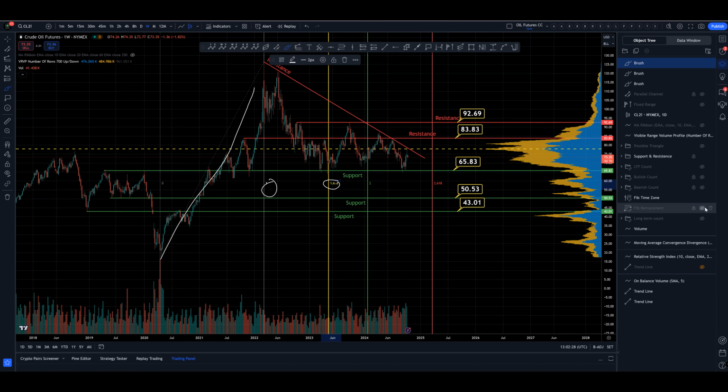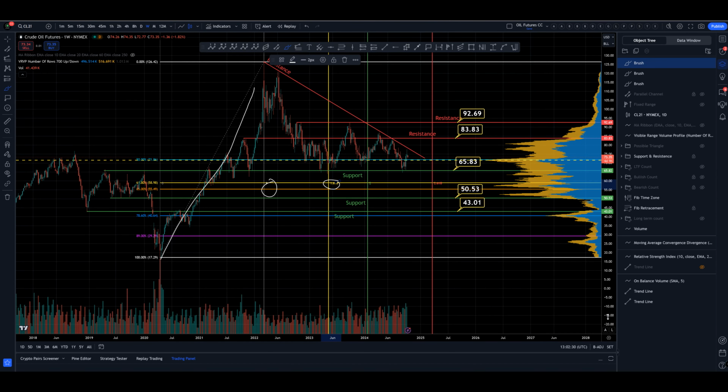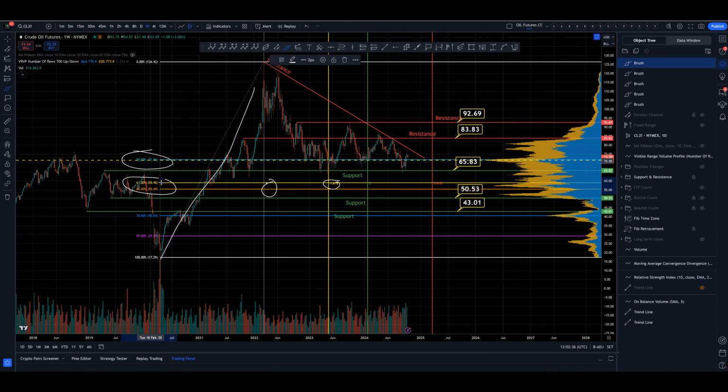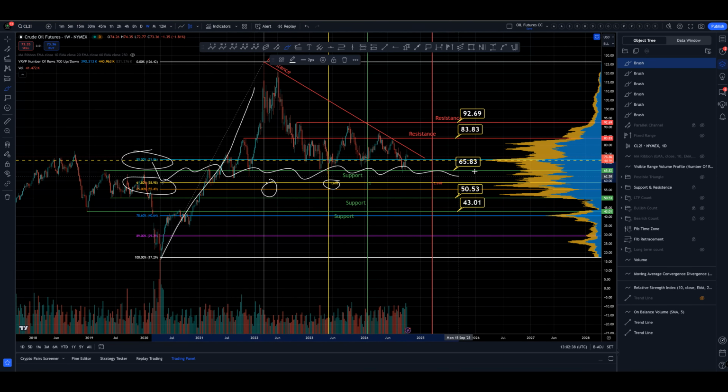In terms of Fibonacci pullback, these are all linear measurements by the way, we've come between the 50 and the 61.8 and 65, the golden zone, the most likely place to bottom, to find the low, to find support.